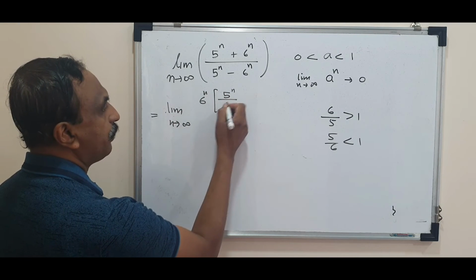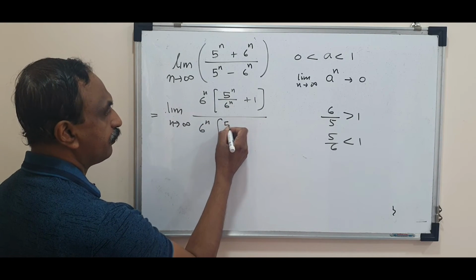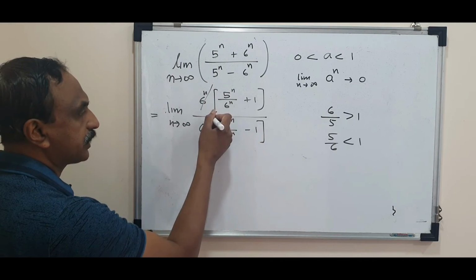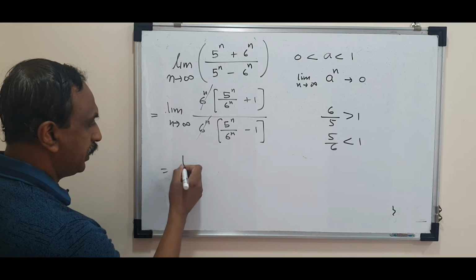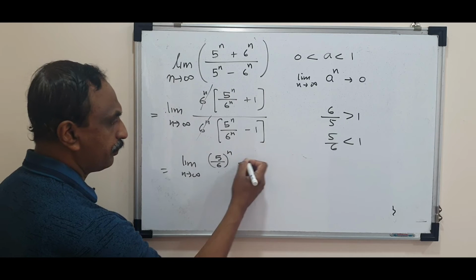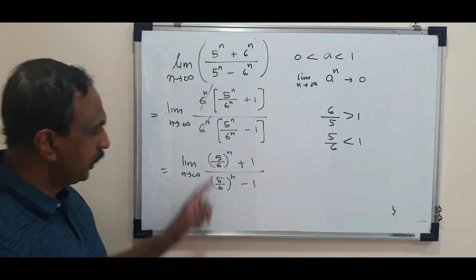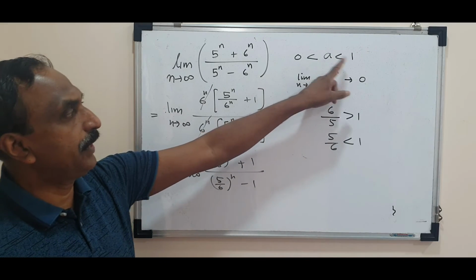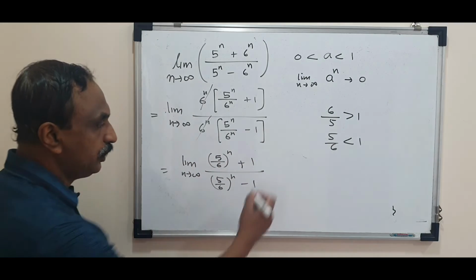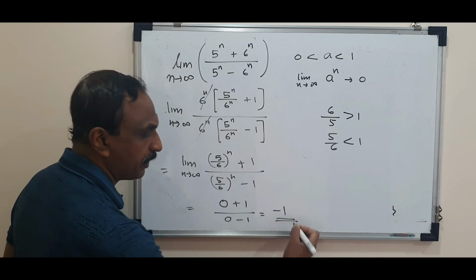So 5 raised to n upon 6 raised to n plus 1 divided by 6 raised to n, 5 raised to n divided by 6 raised to n minus 1, so that this 6 raised to n and 6 raised to n will get cancelled. So limit n tends to infinity, I can write (5 by 6) the whole raised to n plus 1 divided by (5 by 6) raised to n minus 1. Now a is a number less than 1, and when the power becomes infinity, this will tend to 0. So your answer became 0 plus 1 upon 0 minus 1. So minus 1 is my final answer.